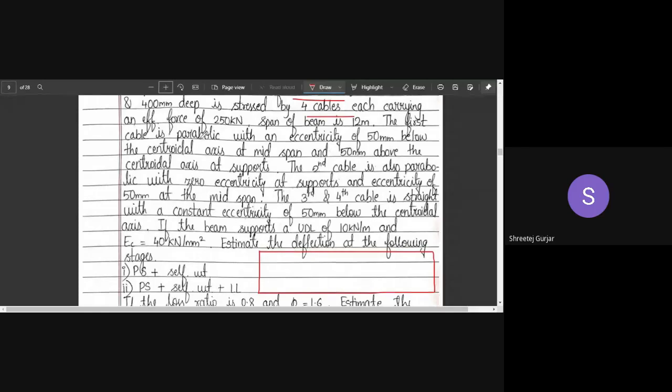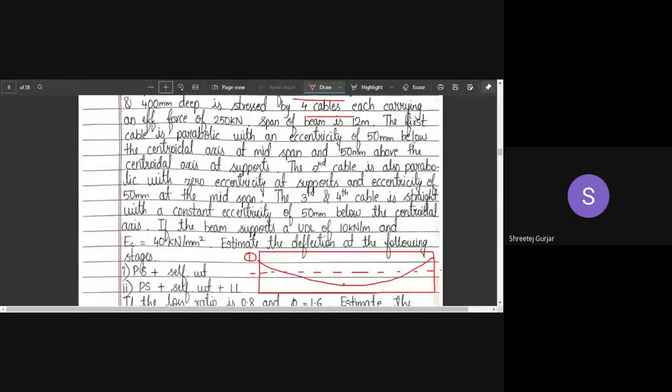The first cable is parabolic with an eccentricity of 50 mm below the central axis. It is here, 50 mm below the centroidal axis. So this is a centroidal axis. Okay, so it is 50 mm below the centroidal axis at midspan and 50 mm above the centroidal axis at supports. So it is here at supports, and it is parabolic. So we have to join in the form of a parabola. So this is our first cable.